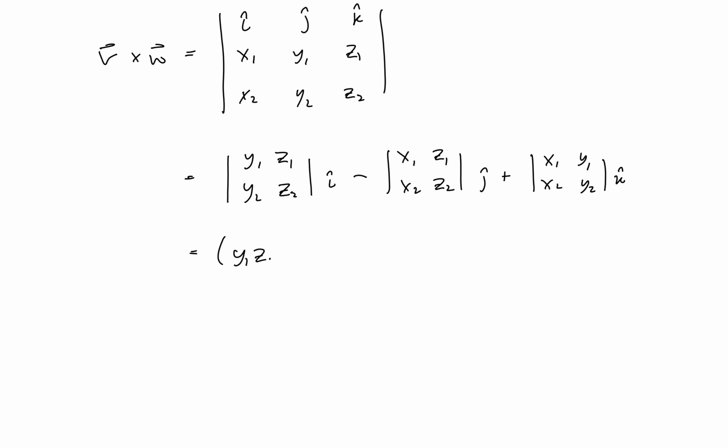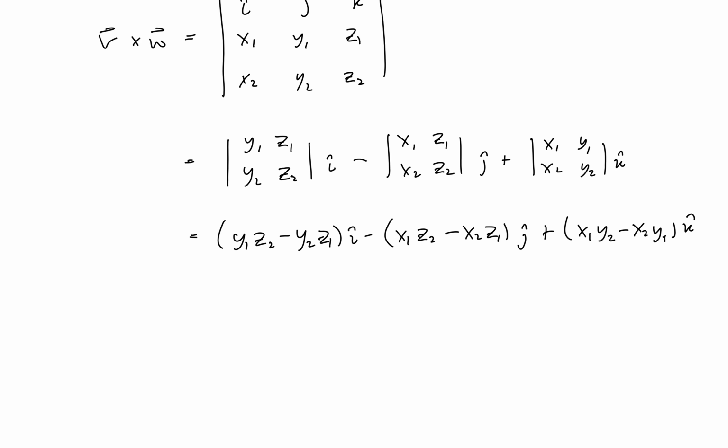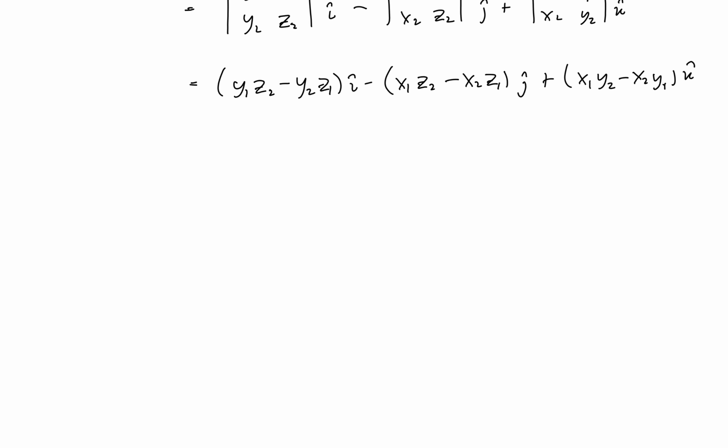So (y1z2 minus y2z1) i minus (x1z2 minus x2z1) j plus (x1y2 minus x2y1) k. Okay. And again, you should not memorize this final formula. You should understand how to get it from the determinant here.